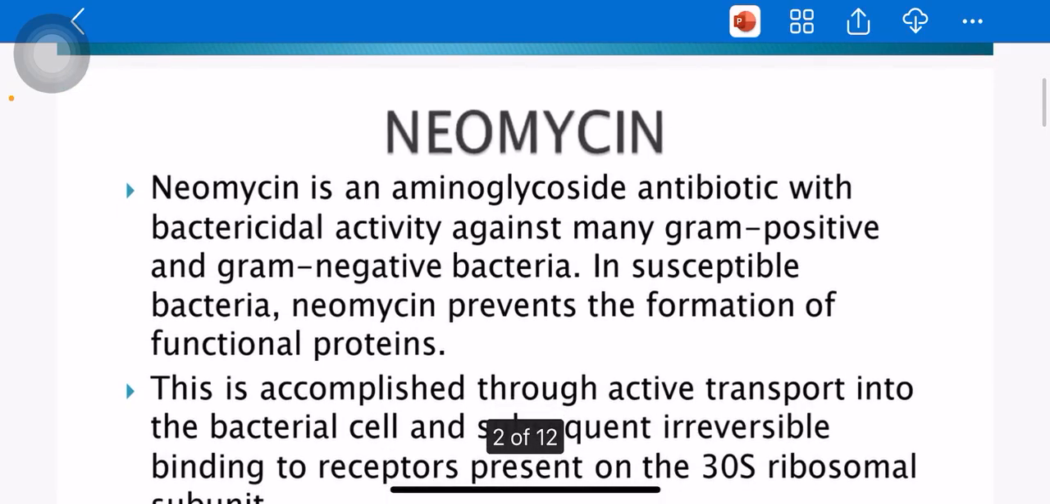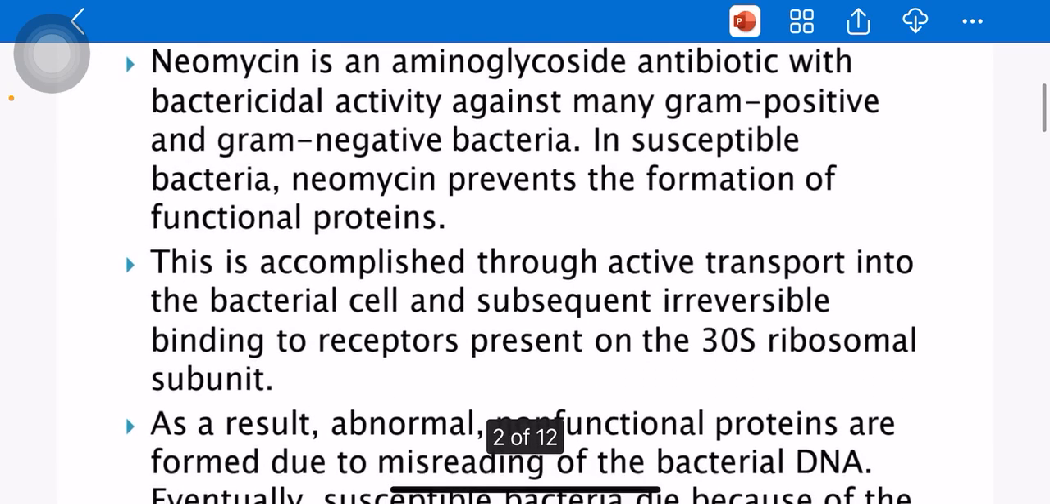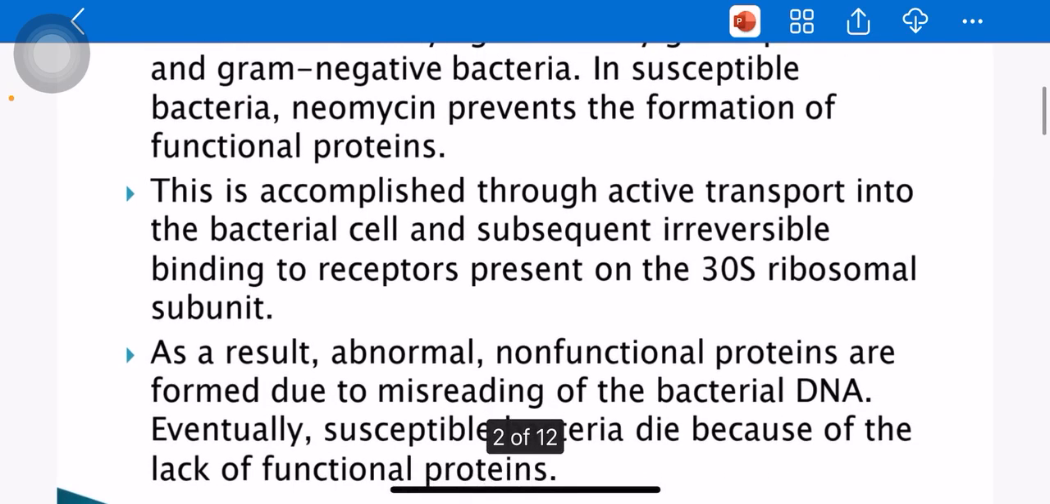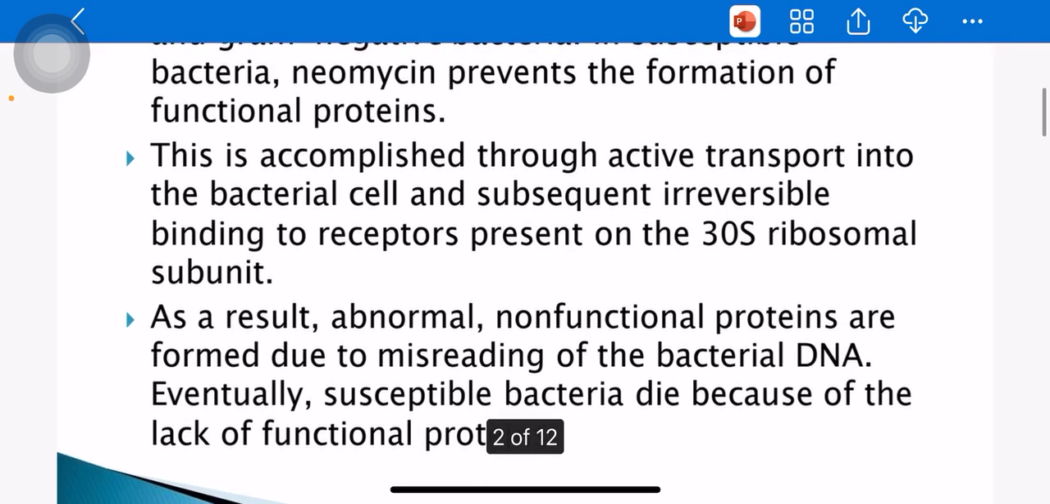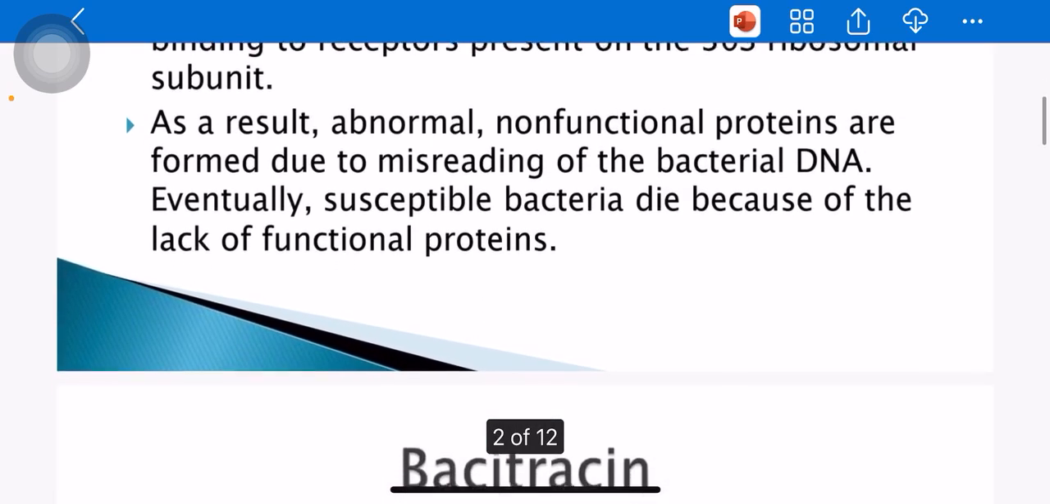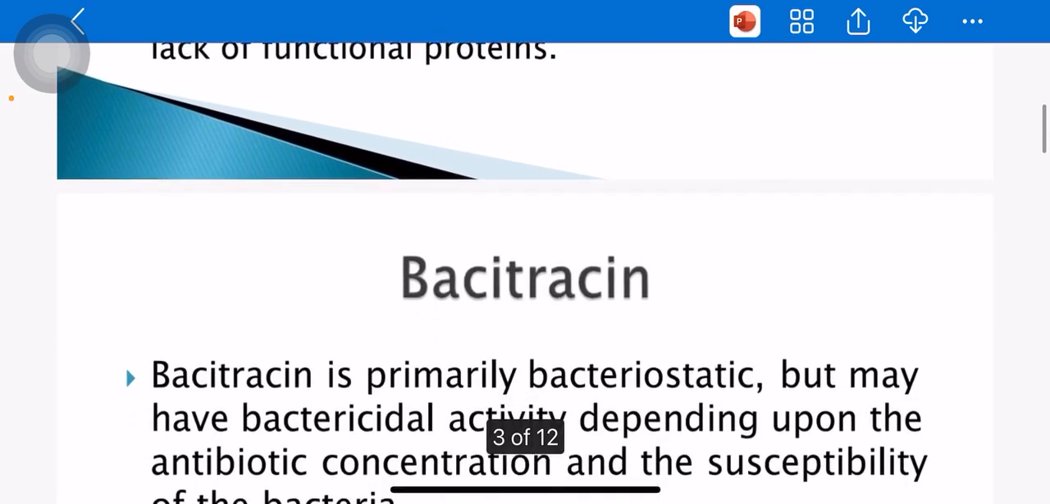Neomycin is an aminoglycoside antibiotic with a bactericidal activity against many gram-positive and gram-negative bacteria. In susceptible bacteria, neomycin prevents the formation of functional proteins, and as a result, non-functional proteins are formed due to the misreading of the bacterial DNA. This is accomplished through active transport into the bacterial cell and subsequent irreversible binding to receptors present in the 30S ribosomal subunit. Eventually, the susceptible bacteria die because of the lack of functional groups.